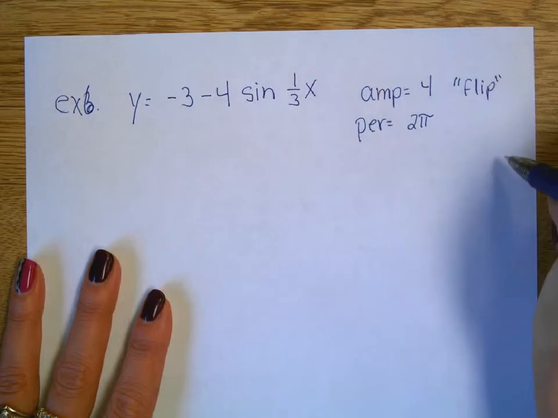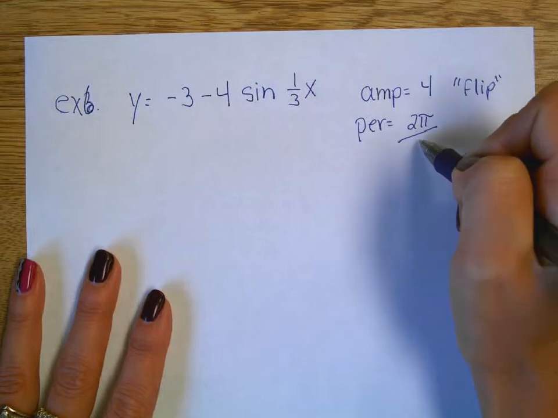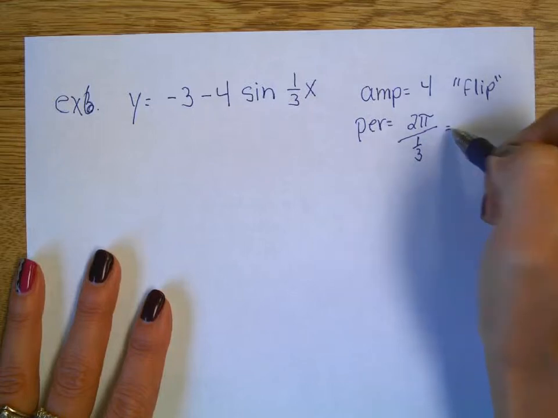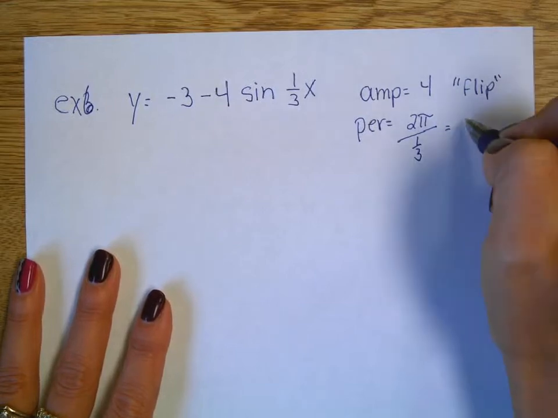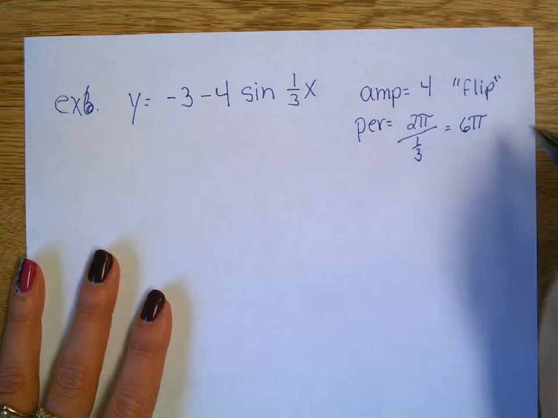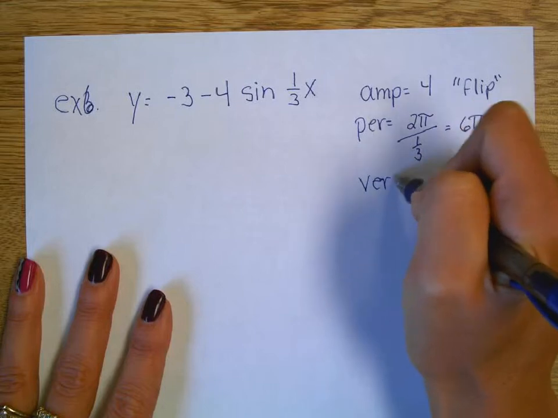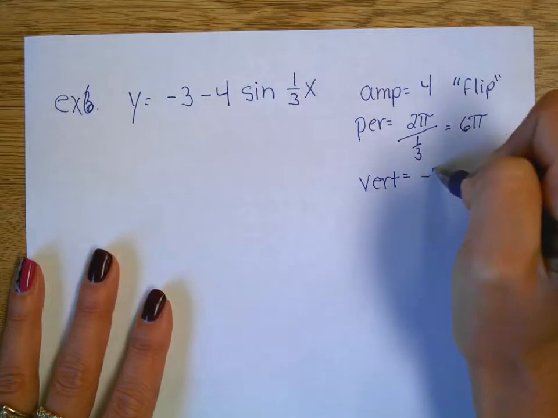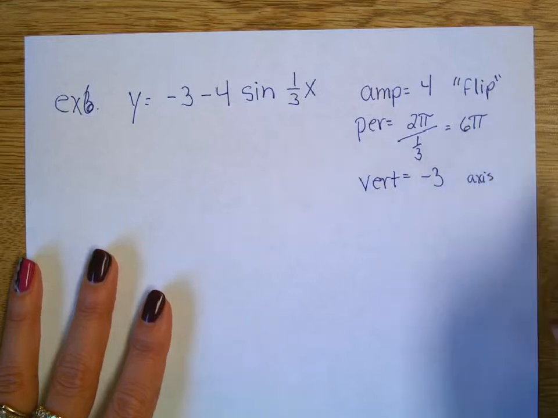Period is 2 pi divided by what? 1/3. Oh, this is going to be easy. Dang, one of those ugly fractions. If you flip that over and multiply, what are you going to get? 6 pi. Oh, I wanted that to be challenging. I'm disappointed. Vertical shift. Well, I need to challenge you, so when they show up on the homework, you won't be complaining. -3. So that means our axis is down here at -3.